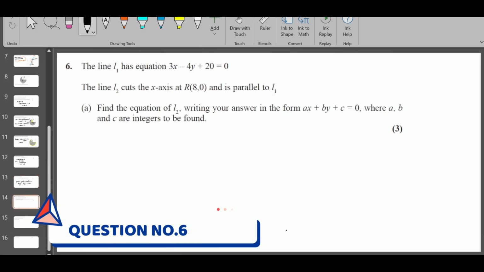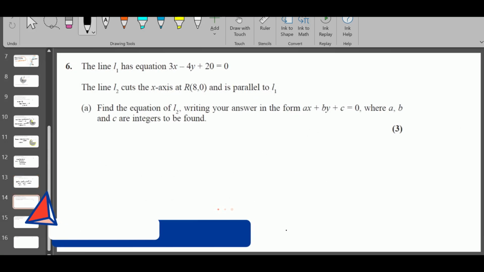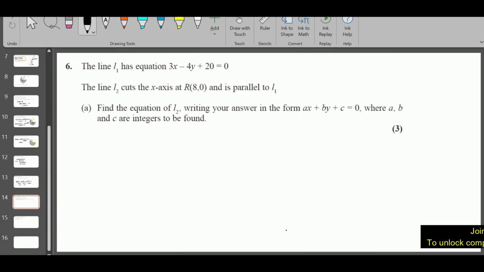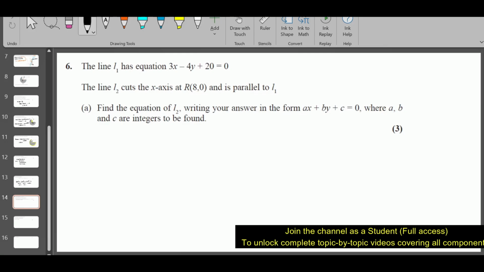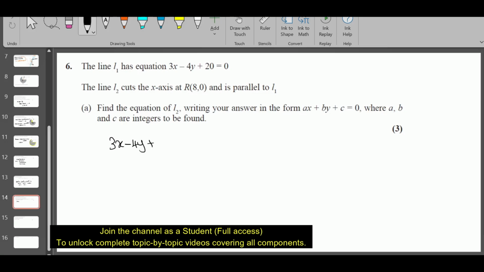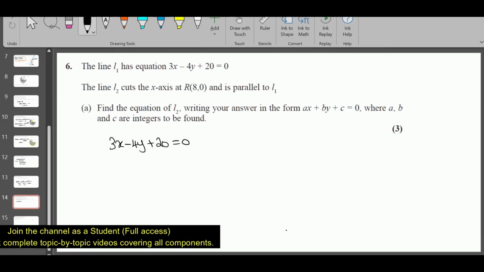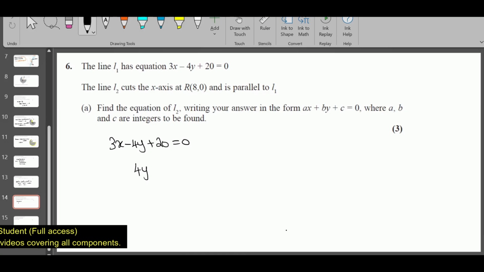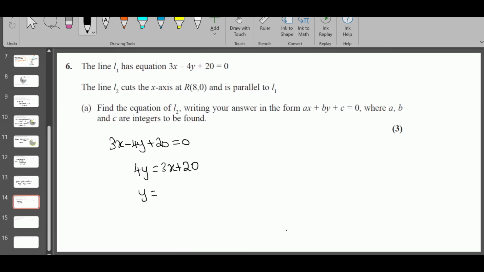Question number 6. The line L1 has an equation, and L2 cuts the x-axis at this point and is parallel to L1. So let's find the slope of L1. 3x minus 4y plus 20 is 0. Bring 4y to the other side. 4y is 3x plus 20. So y is 3 over 4 x plus 20 over 4. So the slope of L1 is 3 over 4.